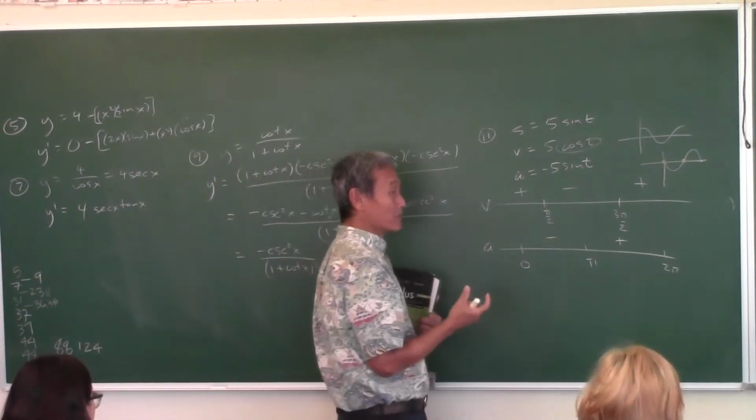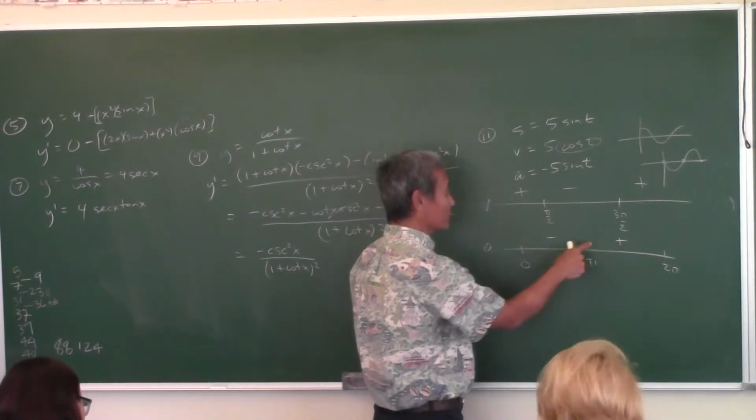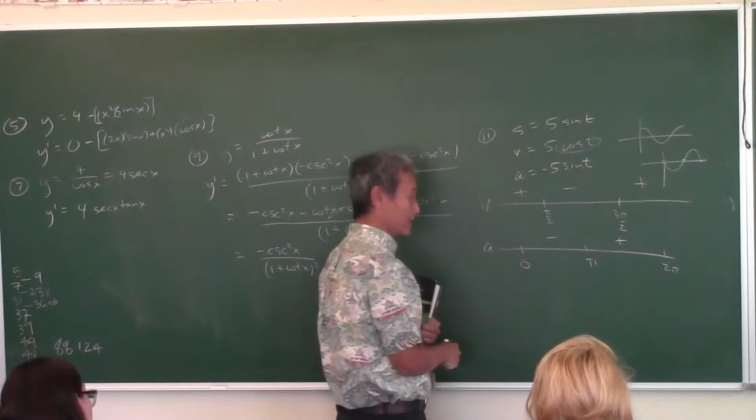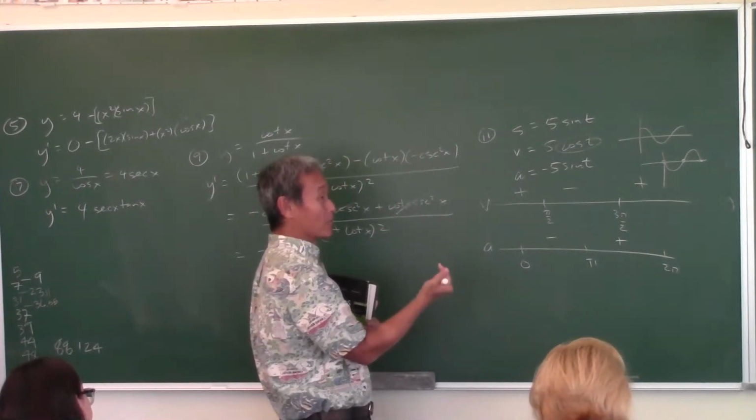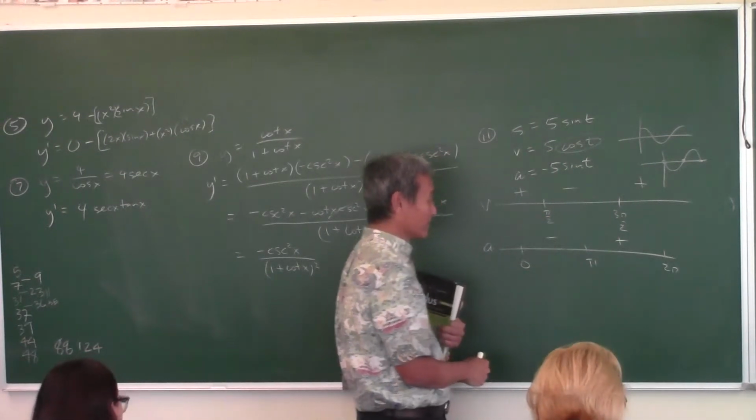When is the particle moving to the right? When the velocity is positive. So from 0 to pi over 2, and then 3 pi over 2 to 2 pi. When is the particle moving to the left? When the velocity is negative. So between pi over 2 and 3 pi over 2.